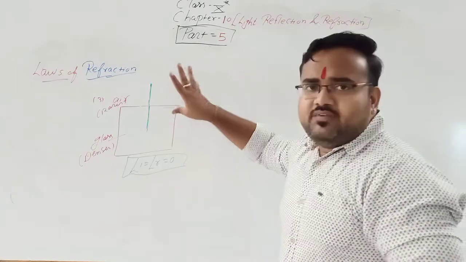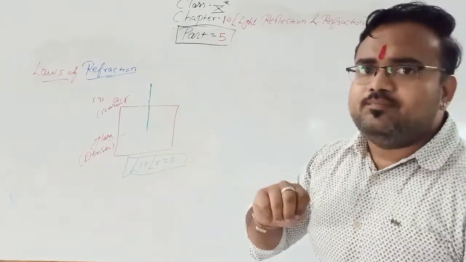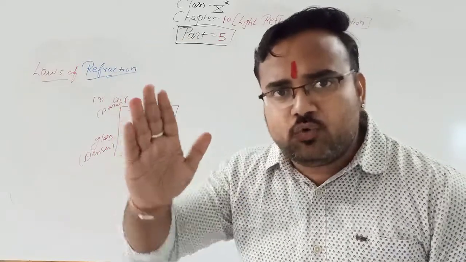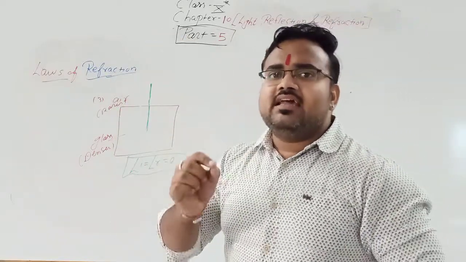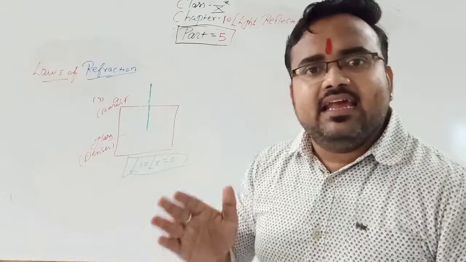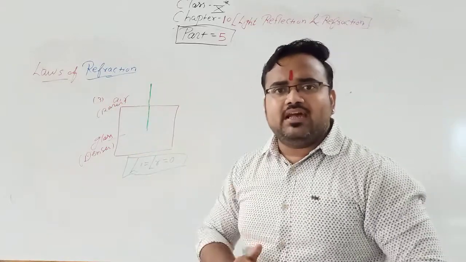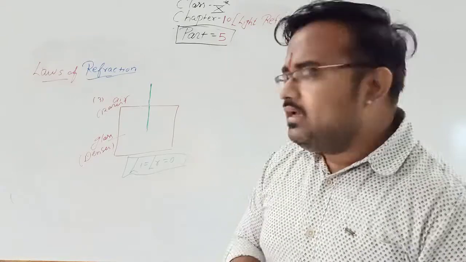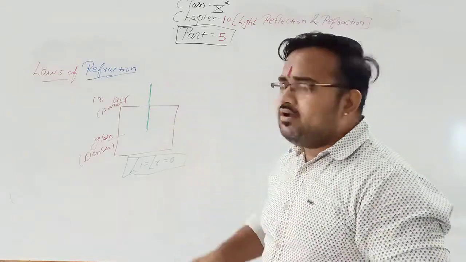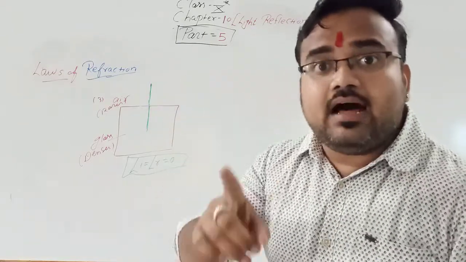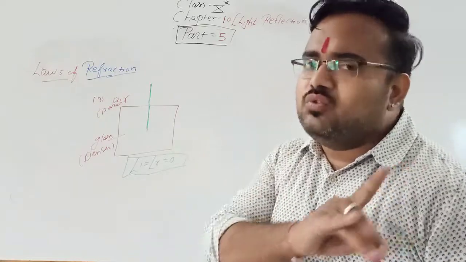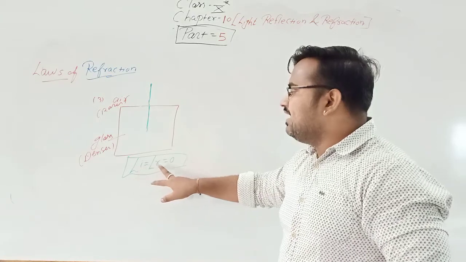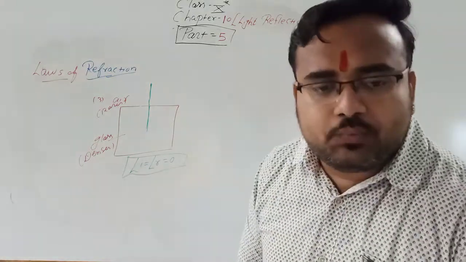Now, in the laws of refraction, we have seen 3 laws. First, if the incident ray travels from rare to denser, it is bent towards the normal. If the emerging ray travels from denser to rare, it will bend away from the normal. And this is the third law: if the incident ray travels along the normal, then there is no refraction, then angle i and angle r are equal to 0. Clear?